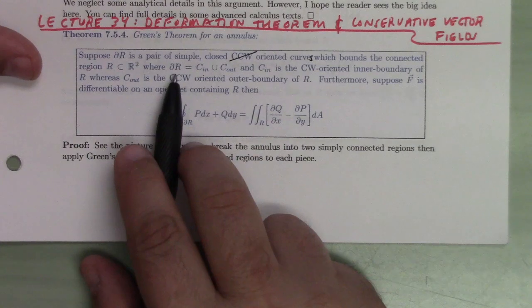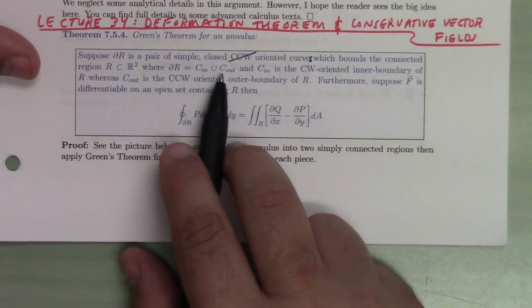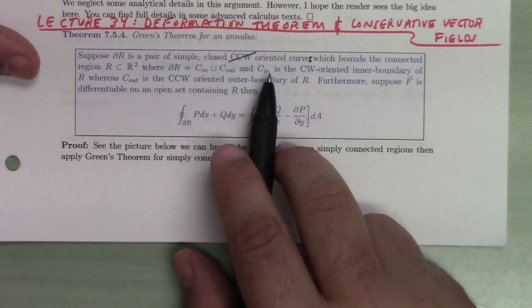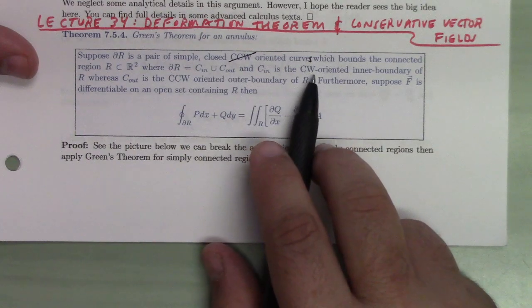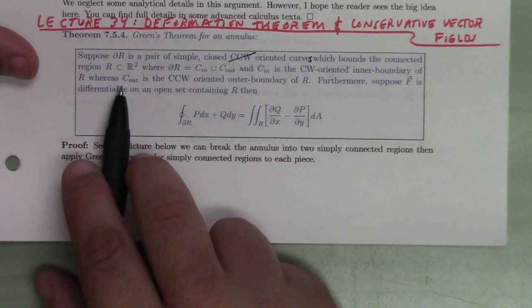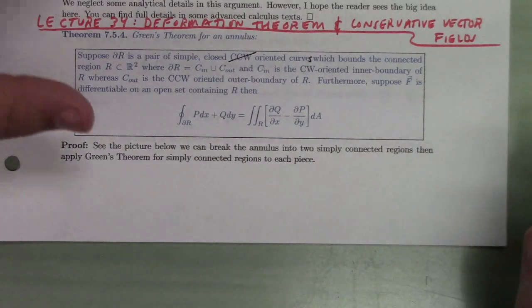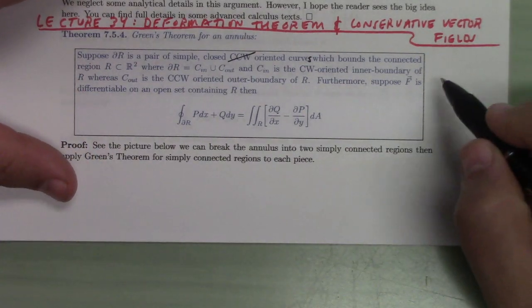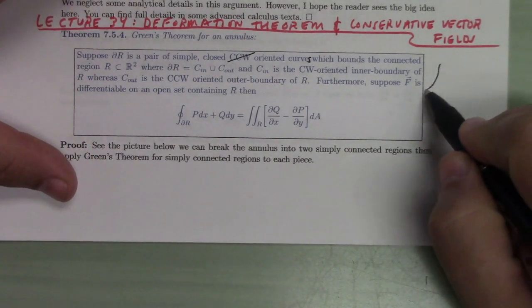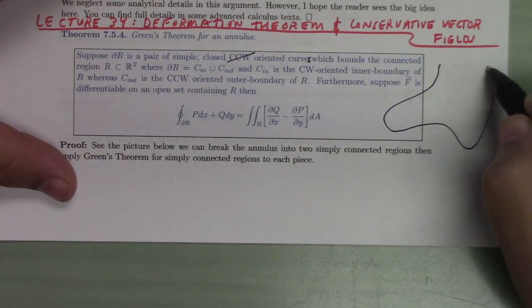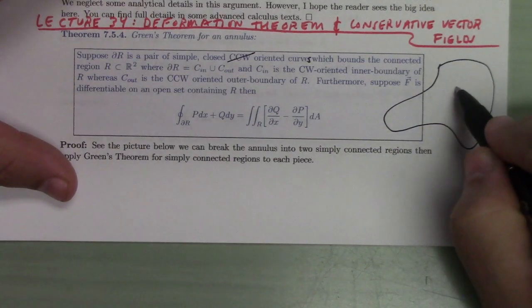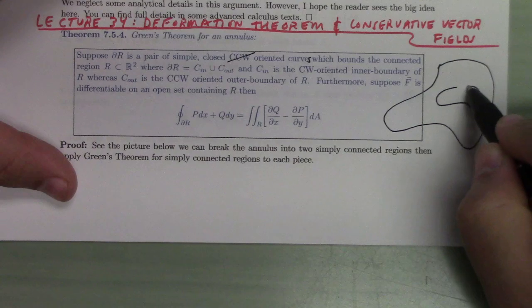And so here the boundary of R is given by an inner curve and an outer curve, where the inner curve is clockwise oriented and the outer curve is counterclockwise oriented. I think it would really help to have a picture here. Let me do that. So this is the region, something like this. It's got a hole in it, possibly.